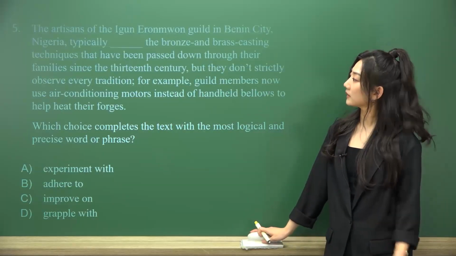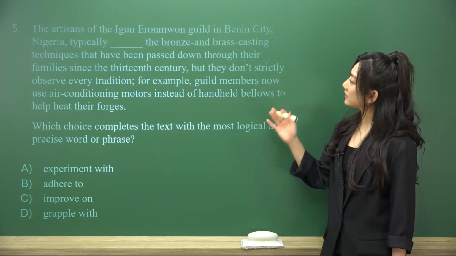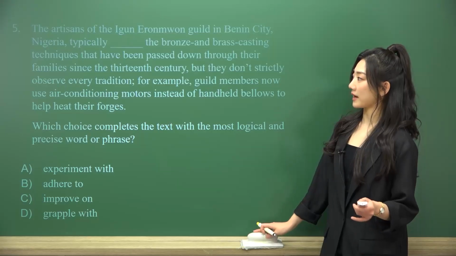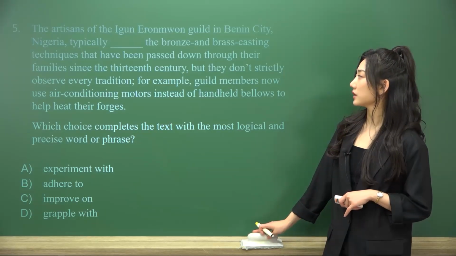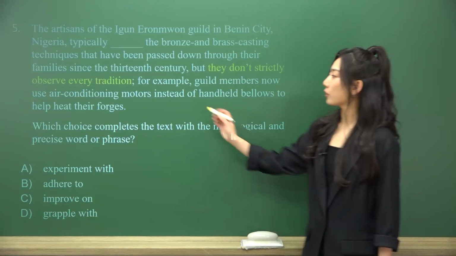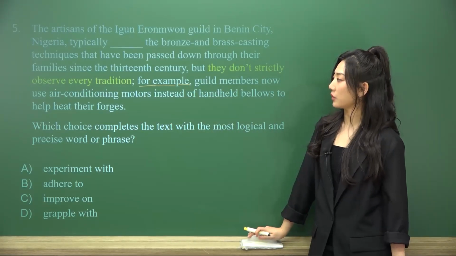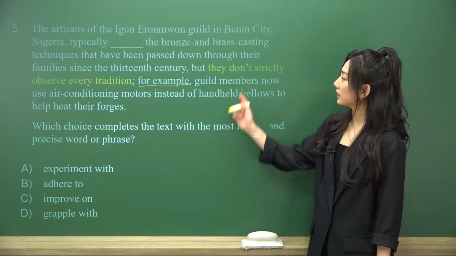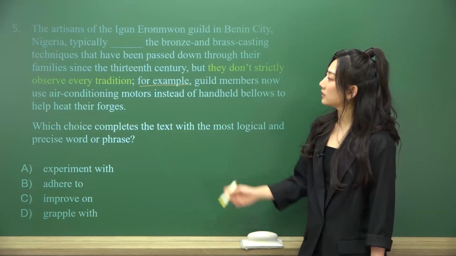Okay. Number 5. The artisans of the Guild in Benin City, Nigeria, typically blank the bronze and brass casting techniques that have been passed down through their families since the 13th century. But they don't strictly observe every tradition. For example, Guild members now use air conditioning motors instead of handheld bellows to help heat their forges. Okay, so they don't always strictly observe every tradition.